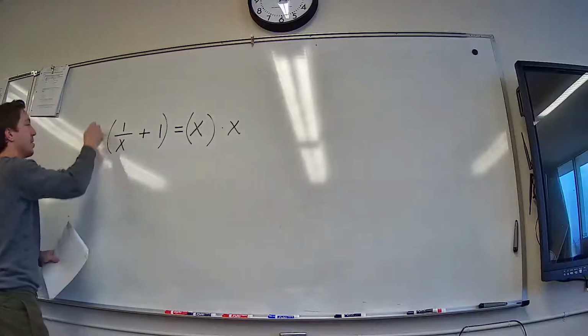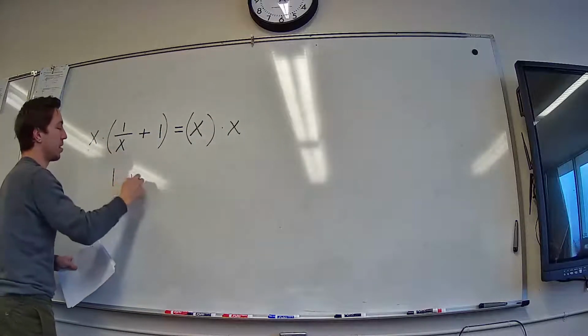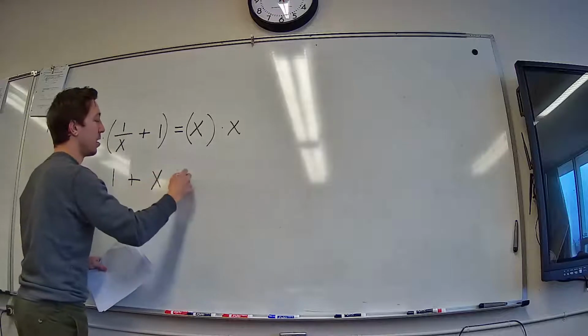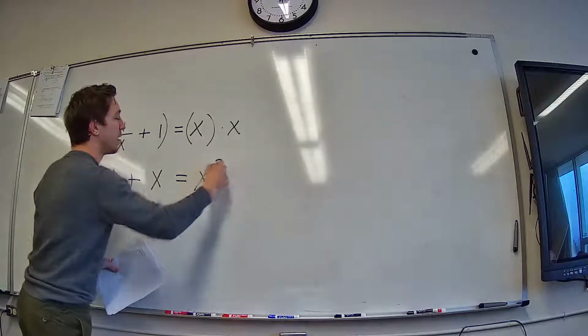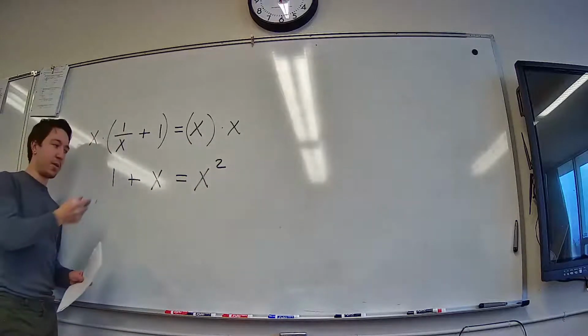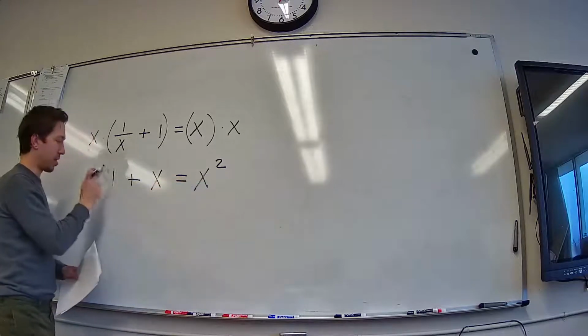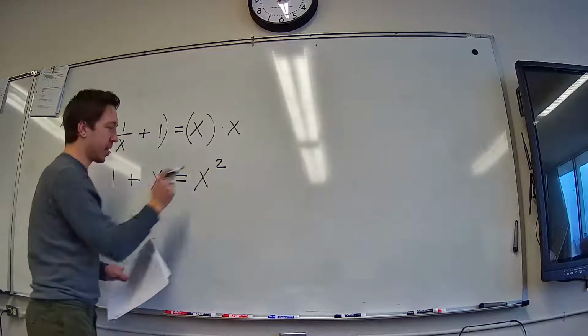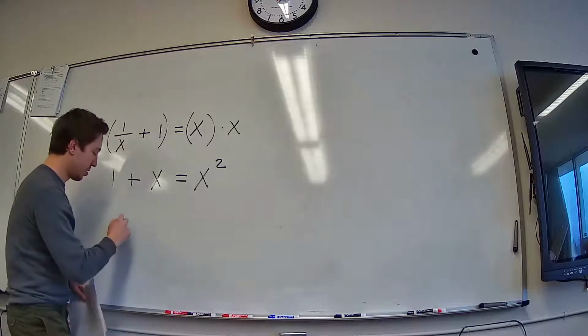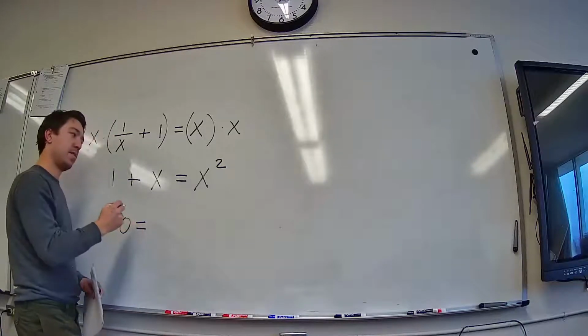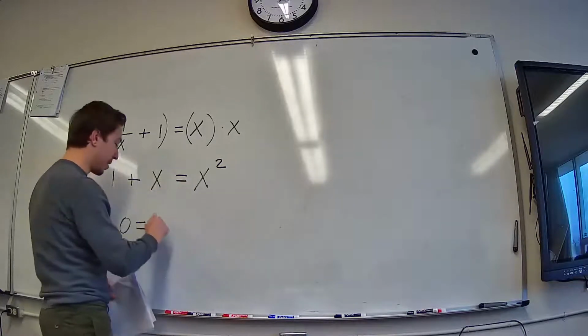Okay, multiply both sides by x. Now, x times 1 over x is 1, x times 1 is x, and x times x is x squared. We hopefully also know that when you encounter something like this, with a constant term, an x term, and an x squared term, what do you want to do? Not yet. Get everything on one side, make it equal to 0.